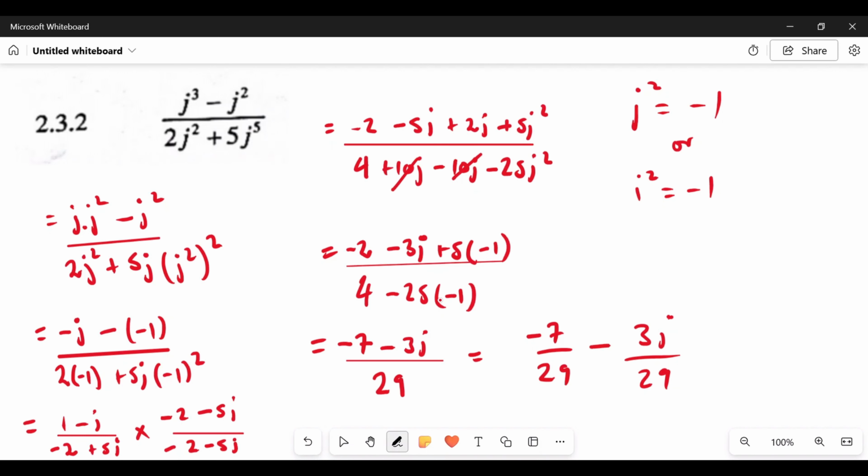Guys, I've made videos on this type of problem. You can go to the playlist and check the complex numbers. You will come across a problem that has similar steps or a similar question.